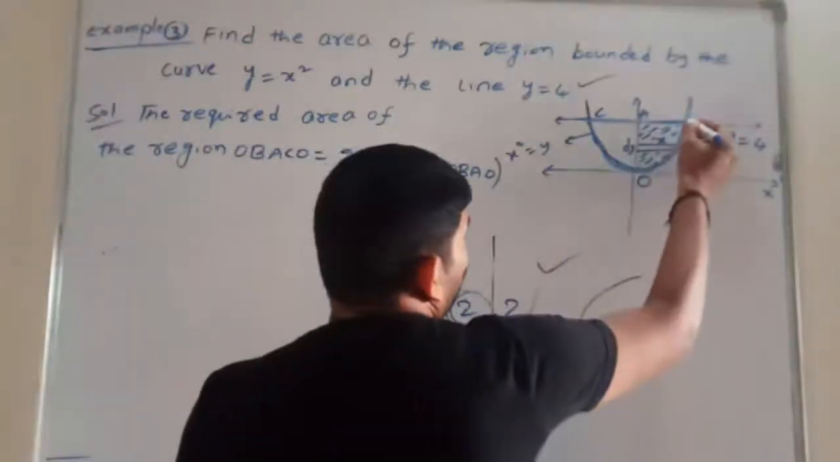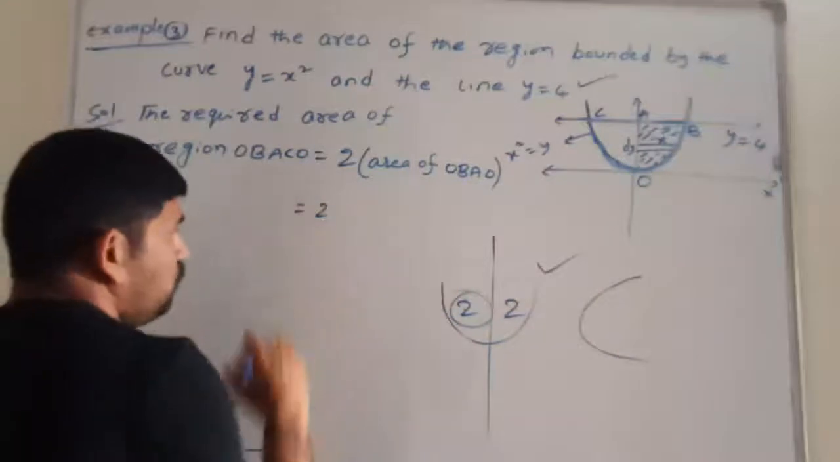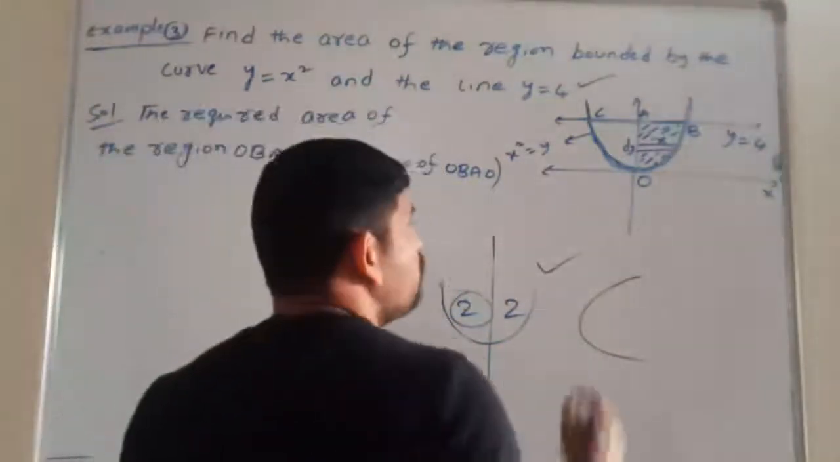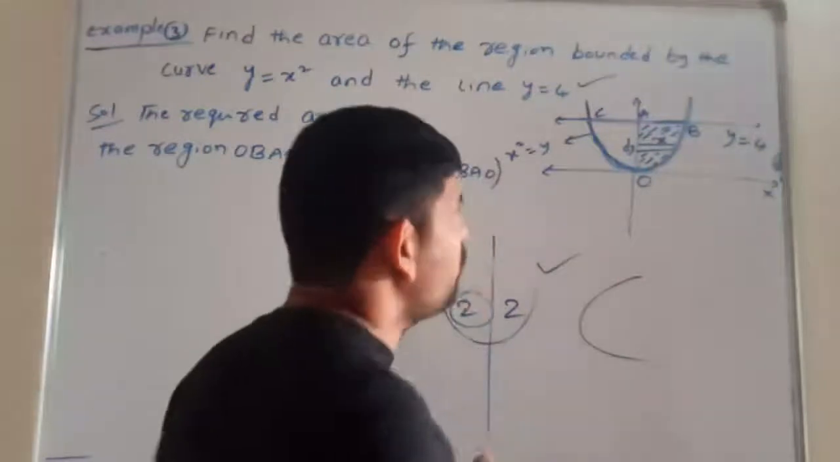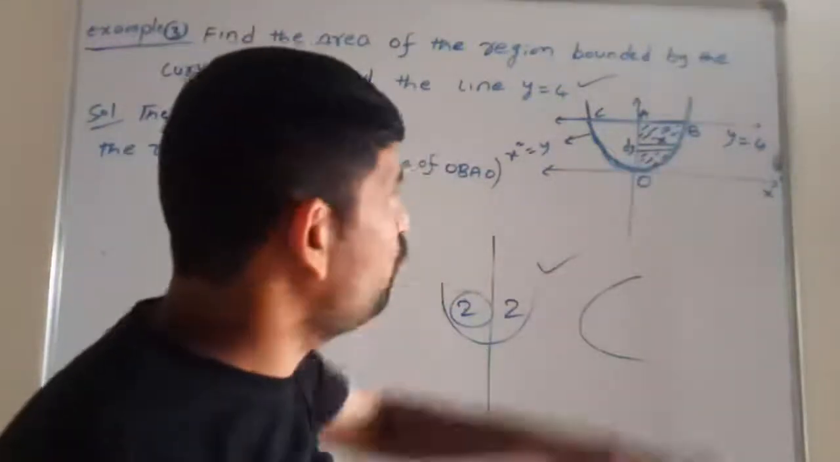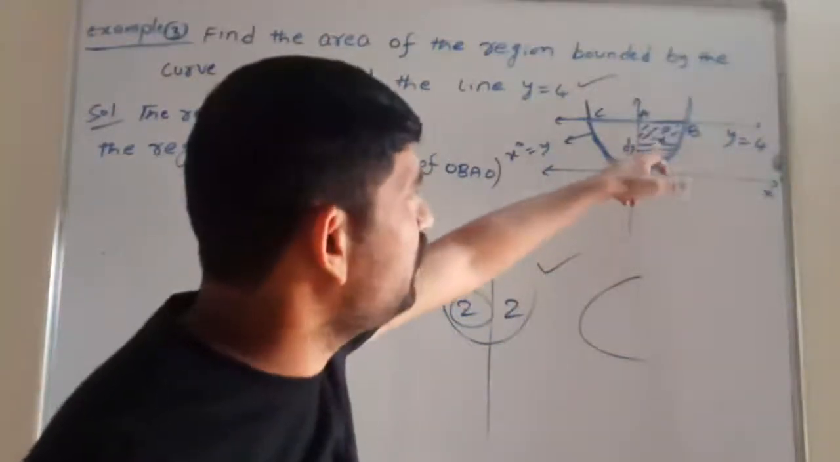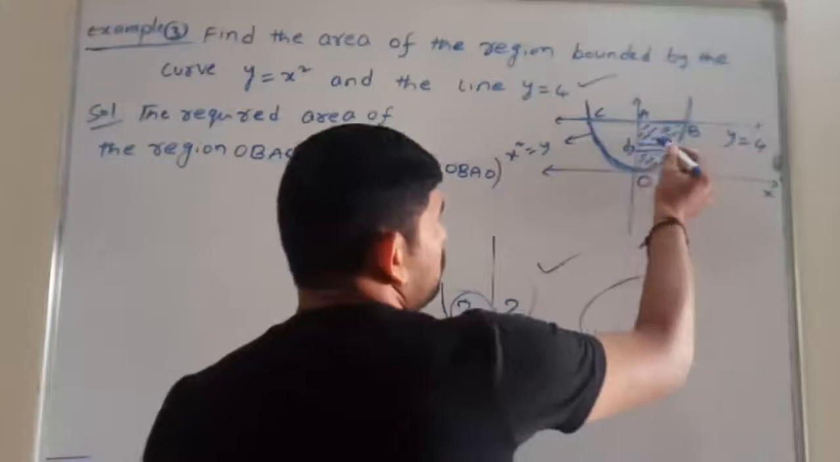Yes, O, B, A, O. Now see students, we are writing in this, but before that we have to observe. Which kind of strips are we taking in this? Only a horizontal strip is possible. So we are taking the horizontal strip in this.